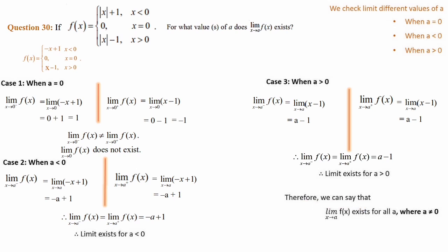Therefore, we can say that limit x tends to a of f of x exists for all a where a not equal to 0. Here a equal to 0 means the limit does not exist. It means this is the condition we are writing: for a less than 0 as well as for a greater than 0, the limit exists. But for the case of a equal to 0 it is not existing. So we have to conclude that limit x tends to a of f of x exists for all a where a is not equal to 0. If a equal to 0, the limit does not exist. So that's why we are concluding as a not equal to 0.